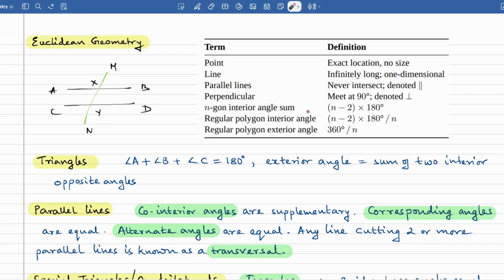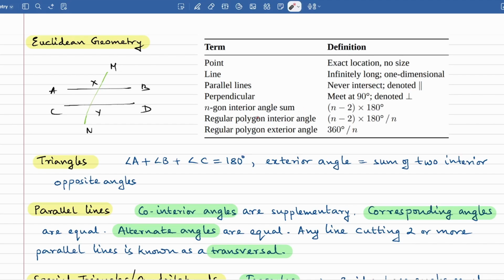Then we move on to polygons. So what is a polygon? A polygon is a closed figure made of straight lines. For an n-sided polygon, the sum of interior angles is given as (n minus 2) times 180. In some books, you will find this written as (2n minus 4) times 90 degrees as well, because they want students to remember it as 2n minus 4 right angles. It's the same thing. You bring the 2 outside, multiply by 90, you will get (n minus 2) times 180.